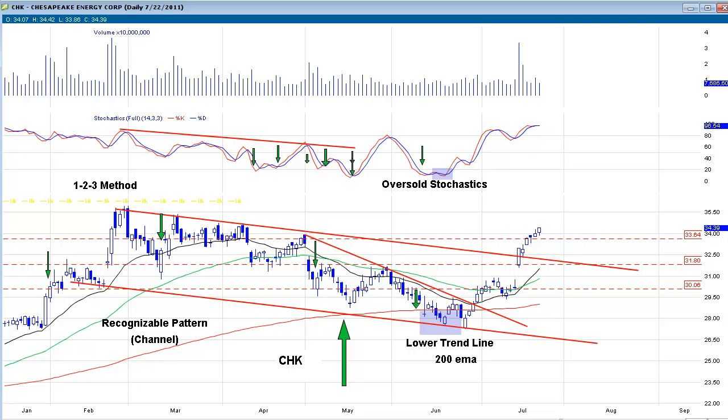Hopefully you enjoy this. CHK was one of the natural gas stocks we were looking at this time. It was right after the beginning of June, and it was just oversold stochastics, lower trend line of a channel. There was even a nice downward channel line here, and the 200 period moving average. We're chopping around it. We don't want to get too exact on everything, though. We broke down through the 200.